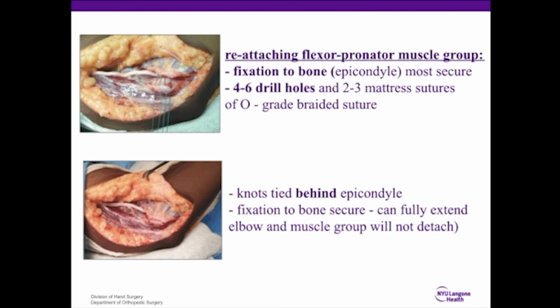When reattaching the flexor pronator muscle, fixation to the bone is very secure. And depending on the size of the epicondyle, I'll make either 4 or 6 drill holes, and those drill holes accommodate 2 to 3 mattress sutures of a 0-grade braided material, and the knots are tied behind the epicondyle, so they're not palpable in any way. And the fixation in this manner to bone is very secure, and at surgery, you could easily fully extend the elbow, and there's no risk of the muscle detaching.